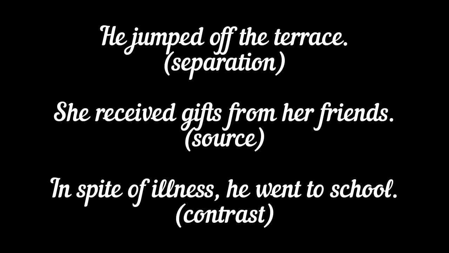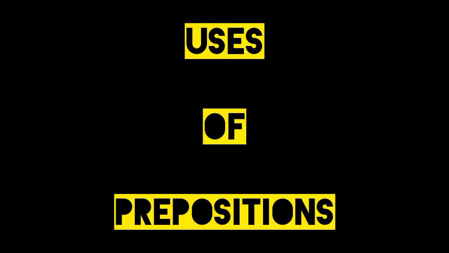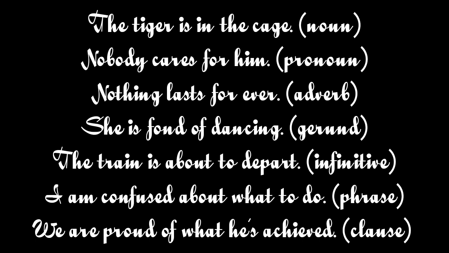Now we are going to study the uses of prepositions. A preposition comes before a noun in the sentence. The tiger is in the cage. Here the preposition in has come before the noun the cage. A preposition may also come before a pronoun. Nobody cares for him. Here the preposition for comes before the pronoun him. A preposition may also come before an adverb. Nothing lasts forever. Here the preposition for comes before the adverb ever.